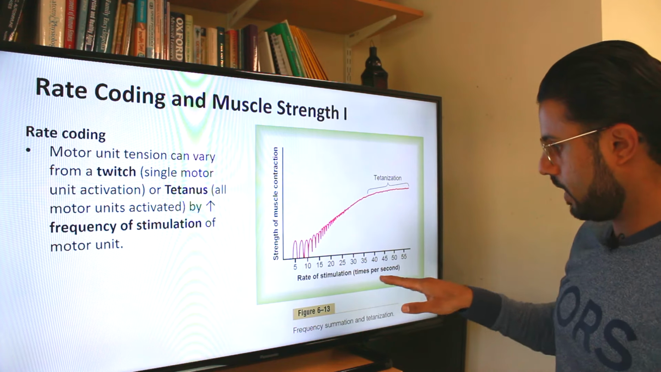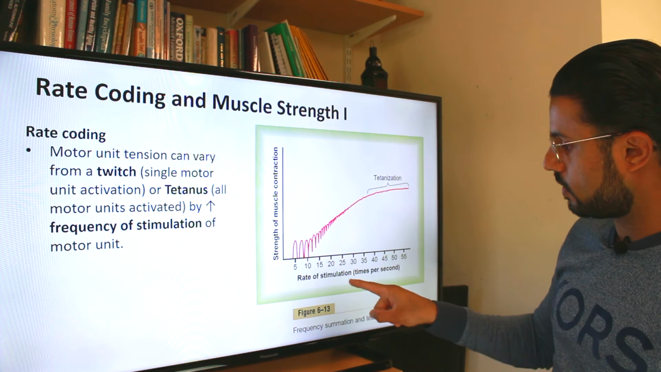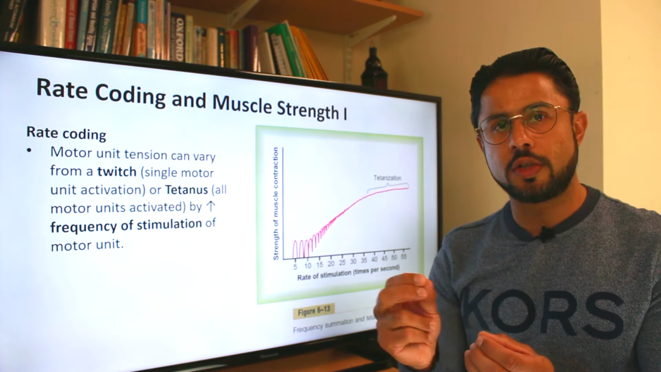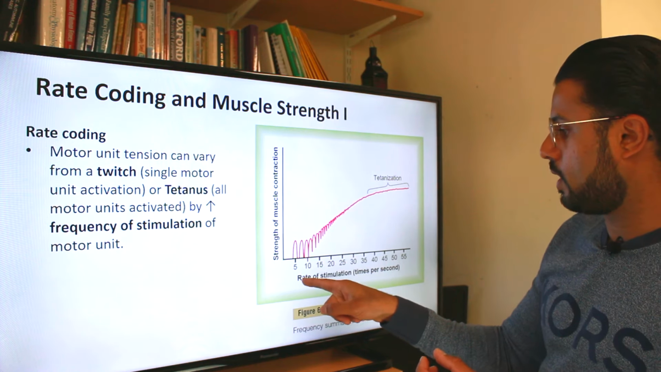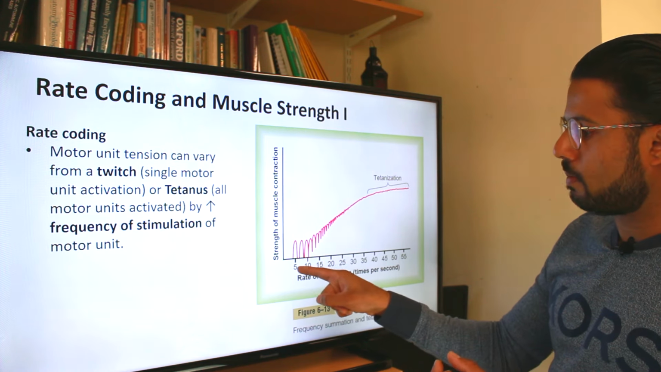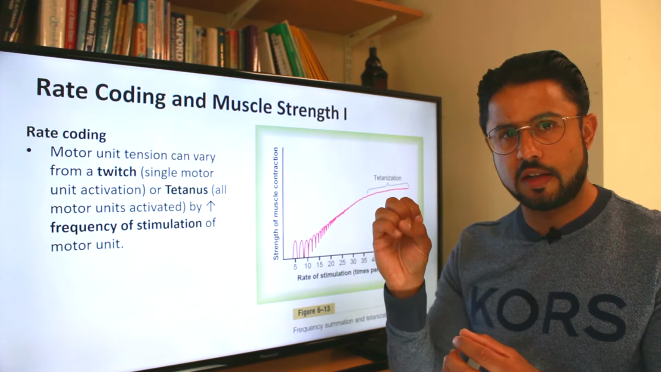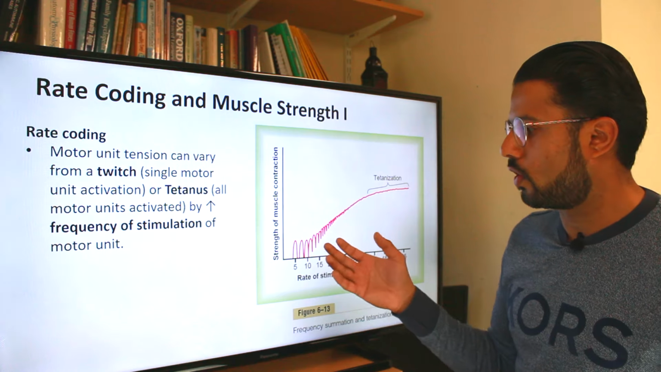So in this graph here, we've actually got rate of stimulation. So this is the amount of times the motor unit is activated, okay, with the electrical stimulus going to the muscle fiber. So if we look at here, the motor unit is activated 5 times. So 5 individual bursts of electrical activity go to the motor unit, and they will then activate that motor unit. That leads to very weak muscle contraction. It's not a strong contraction.